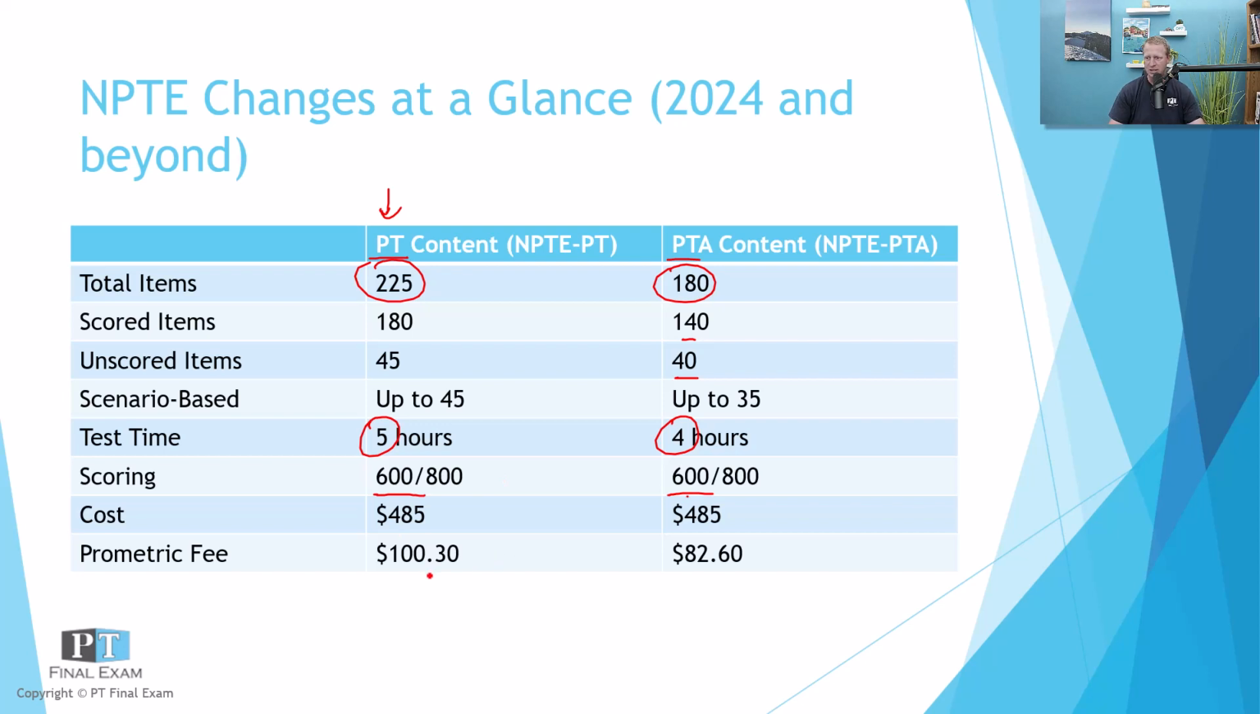The Prometric fee is about $100. Again, this is likely to change over time, but the current sitting fees are about $100 for PTs and about $82 for PTAs. Again, that is subject to change year on year, as you'd expect. But as of this recording for that 2024 administration, these would be your general fees, the number of questions in each one, and what you can expect there.